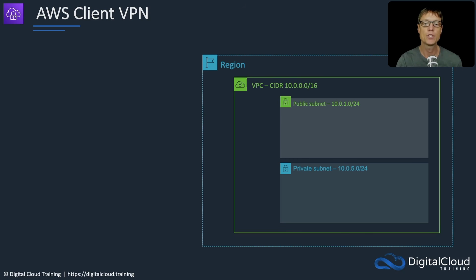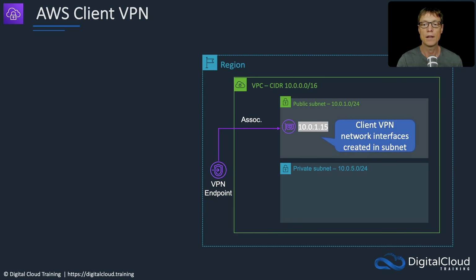So here we have a region. In that region, we have a VPC with a couple of subnets. Now we create a VPN endpoint, and the VPN endpoint is associated with subnets. So the client VPN network interfaces are created in the subnet. And that is the method by which the VPN connection is then able to communicate with resources in the subnets, because there is an association between this network adapter that's provisioned into the subnet and the VPN endpoint.